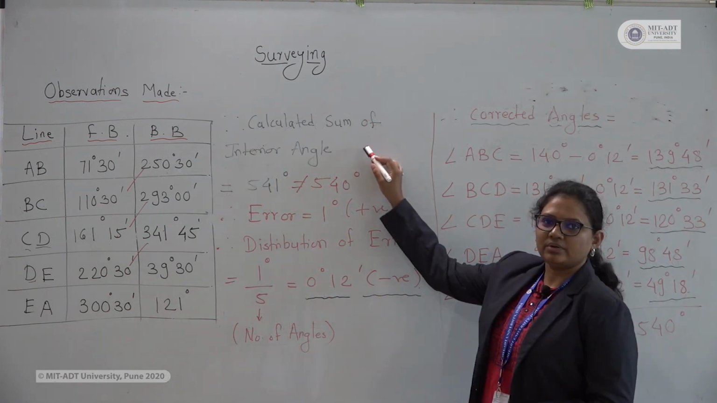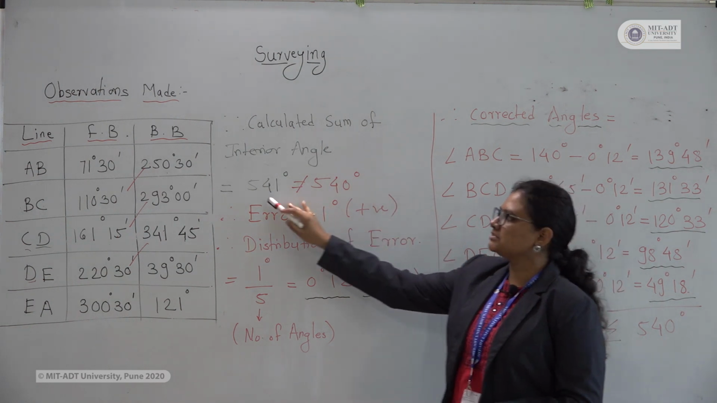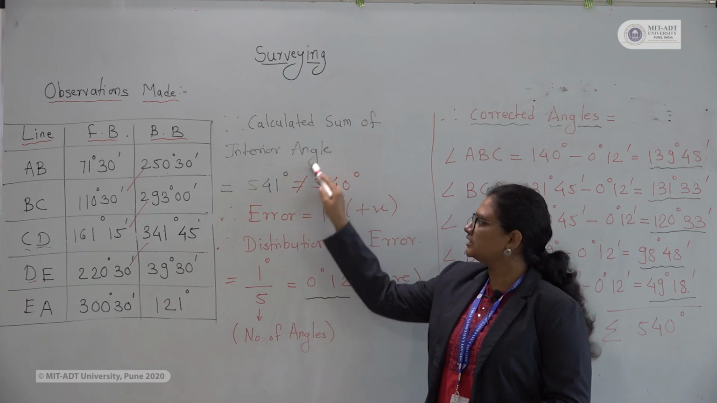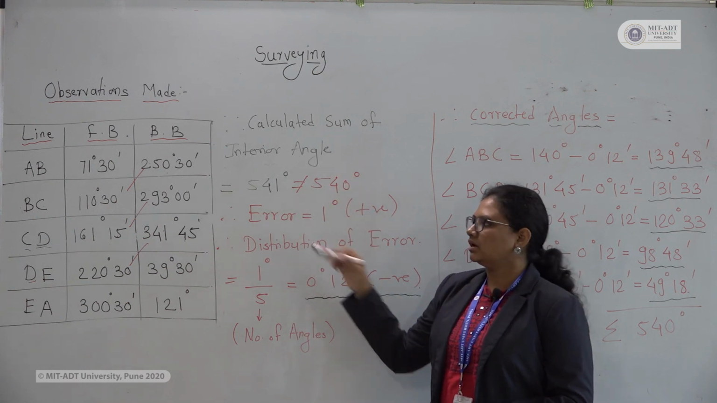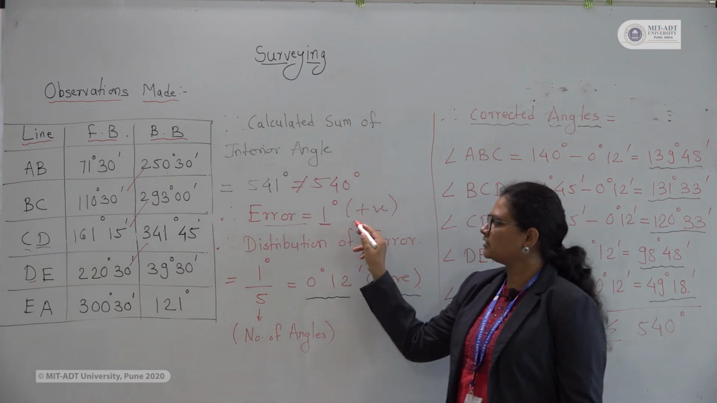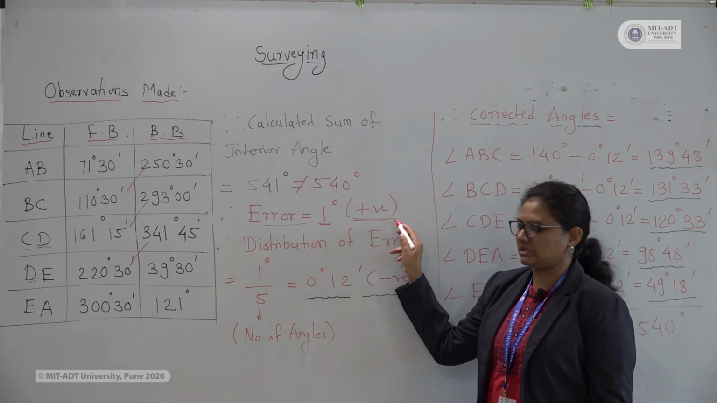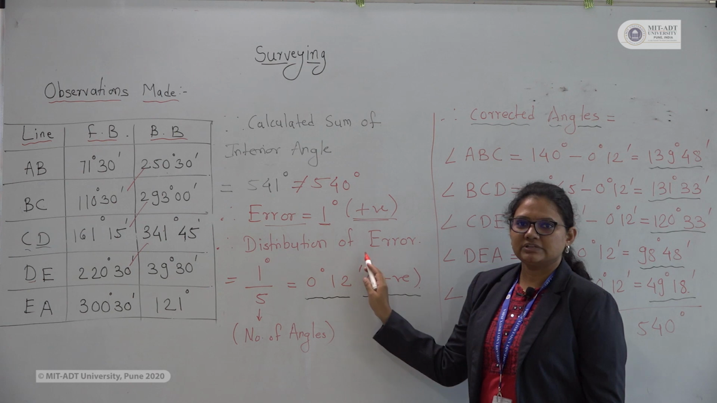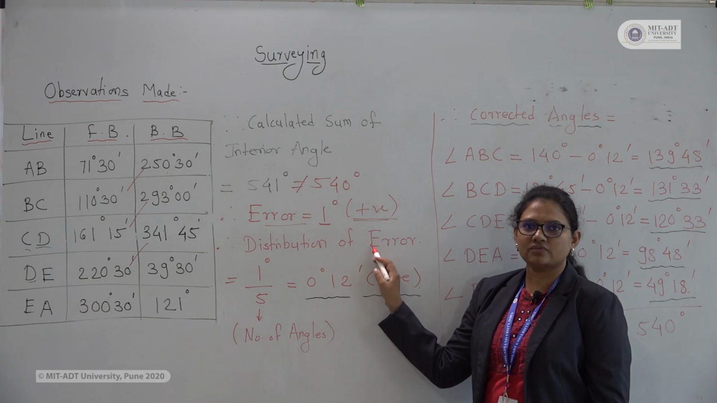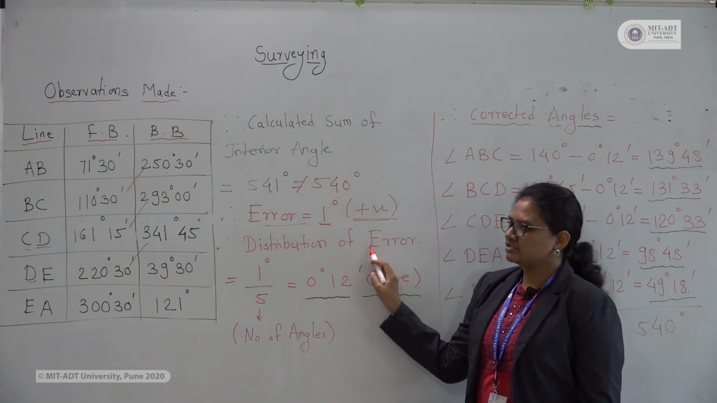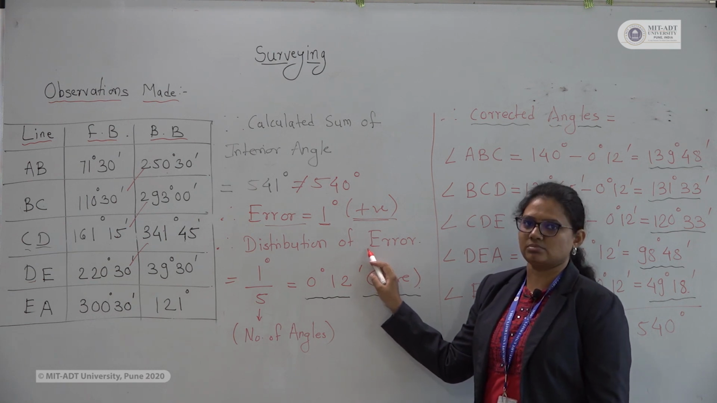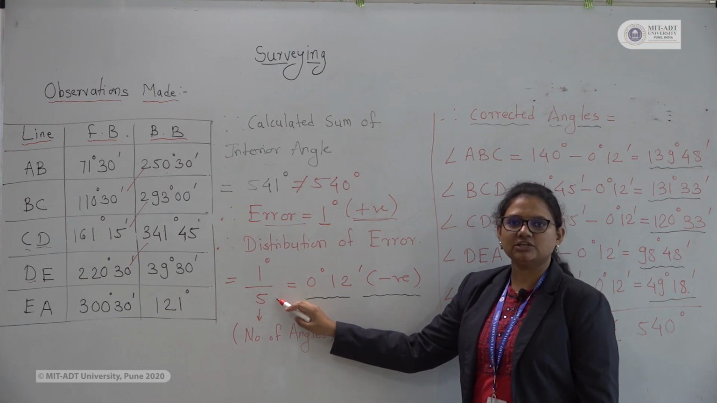Now as we have calculated the sum of interior angles, that sum is equal to 541 degree. We know that this value should be 540 degree. That is why we can say that the error in our calculation is 1 degree, and the sign will be positive. For distribution of this error, we have to distribute this 1 degree among all the angles of our polygon. The number of included angles which we have calculated is 5. So I will distribute this error into the 5 angles.